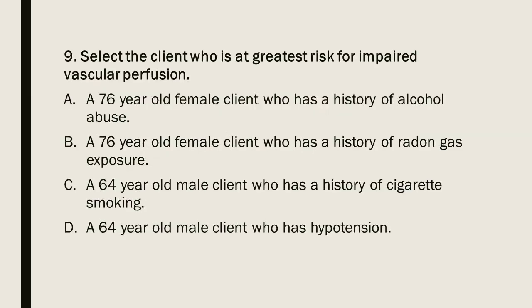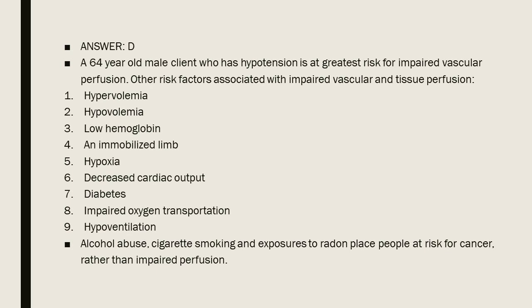9. Select the client who is at greatest risk for impaired vascular perfusion. A 76-year-old female client who has a history of alcohol abuse. A 76-year-old female client who has a history of radon gas exposure. A 64-year-old male client who has a history of cigarette smoking. A 64-year-old male client who has hypotension. Answer, D. A 64-year-old male client who has hypotension is at greatest risk for impaired vascular perfusion.